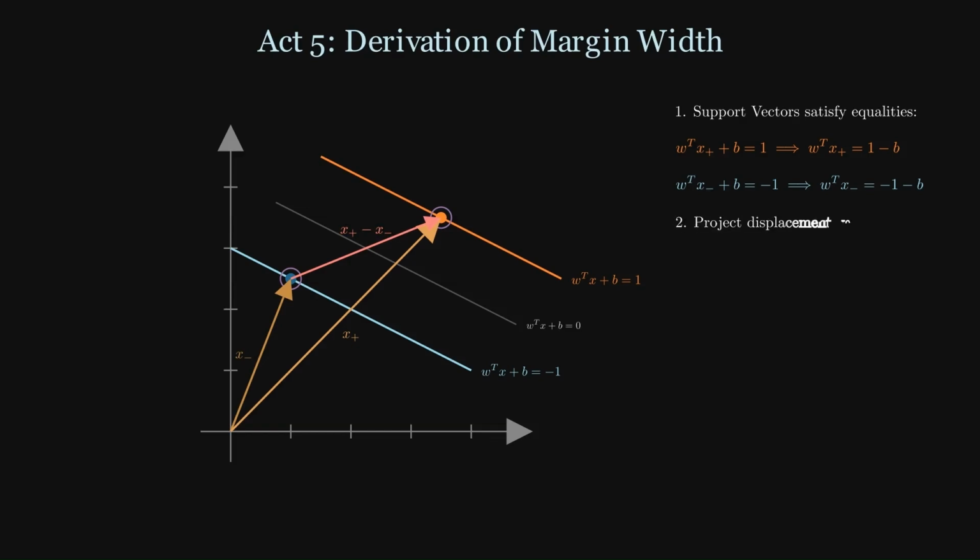But we are not interested in the entire displacement vector. We only care about the part that points directly across the margin. And that's where the vector W comes in.